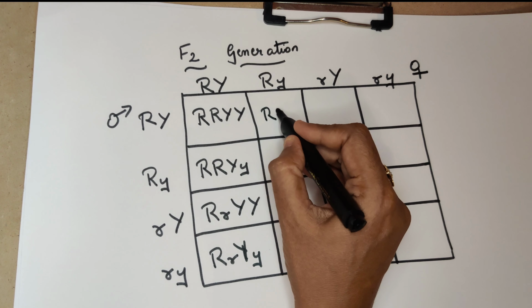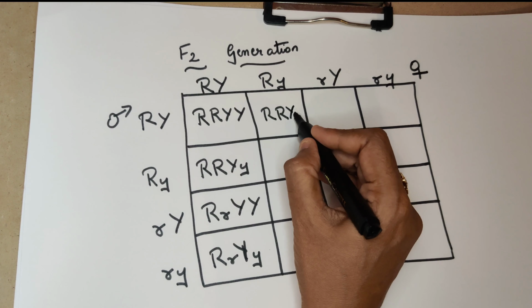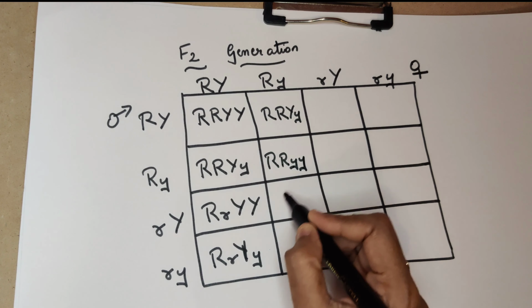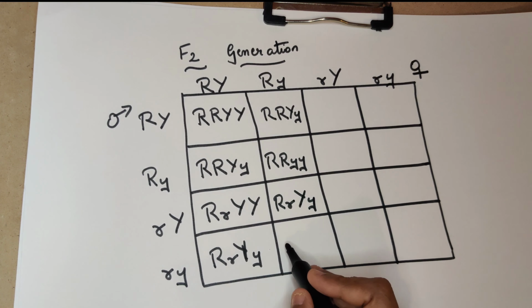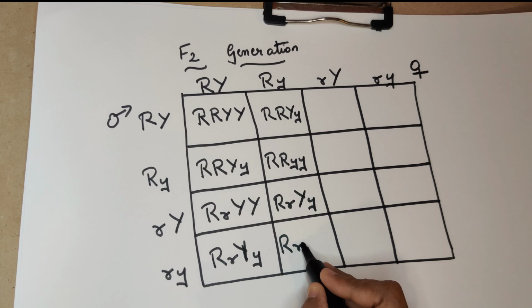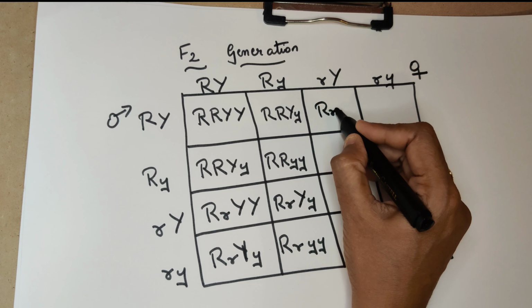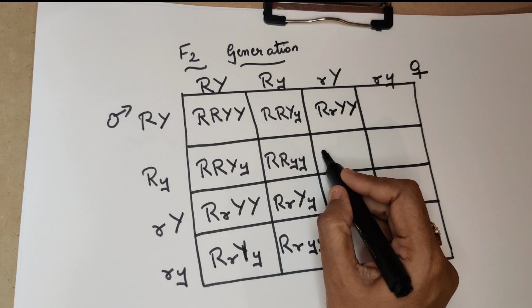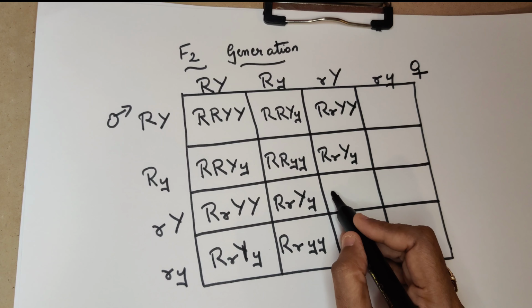Coming to the next one, capital R, then it will be capital Y, small y. Capital R, small y, small y. Capital R, small r, capital Y, small y. Capital R, small r, capital Y, small y. Capital R, small r, capital Y, small y.